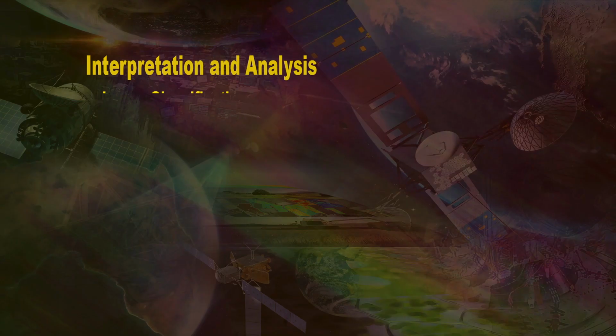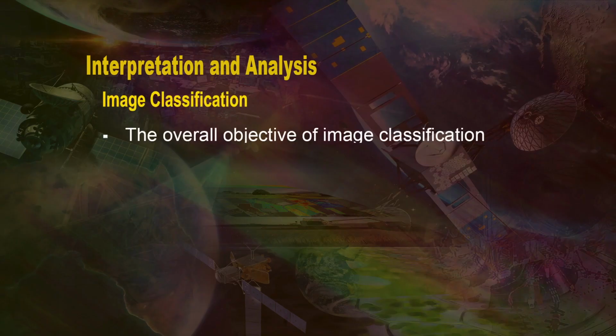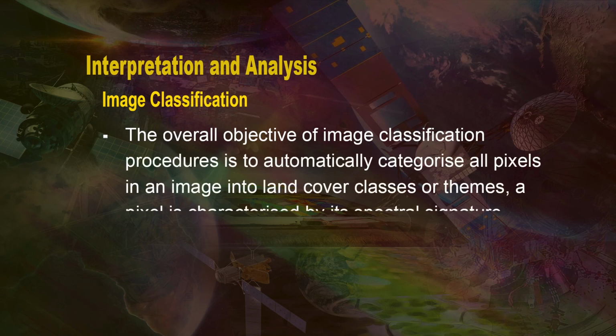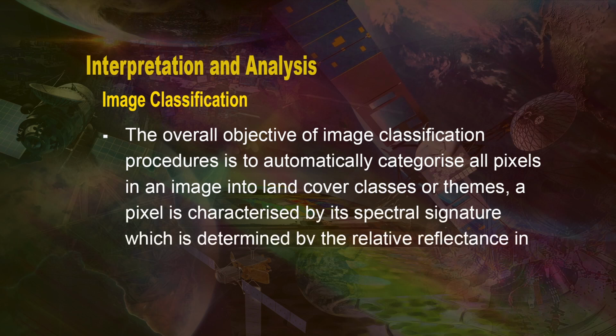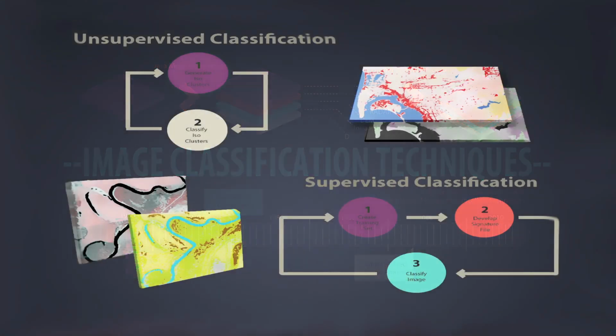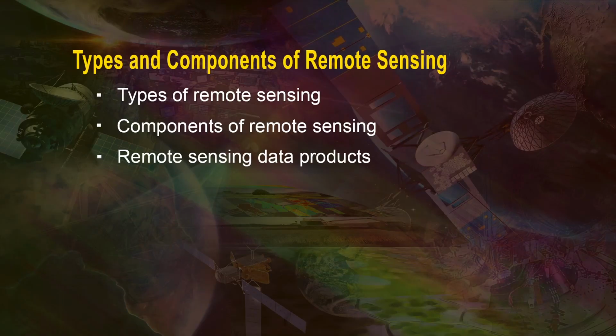Image classification. The overall objective of image classification is to automatically categorize all pixels in an image into a land cover class or theme. A pixel is characterized by its spectral signature, which is determined by the relative reflectance in the different wavelength bands. Multispectral classification is an information extraction process that analyzes these spectral signatures and assigns the pixels to classes based on similar signatures.